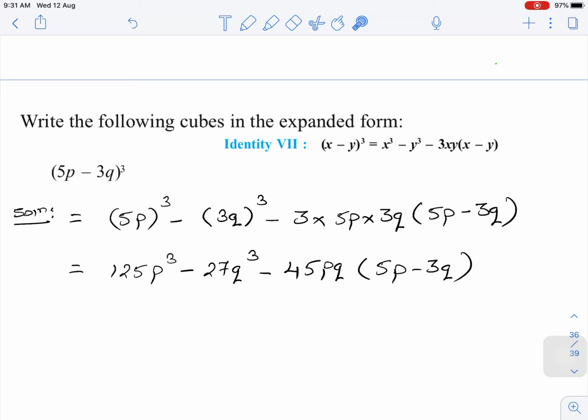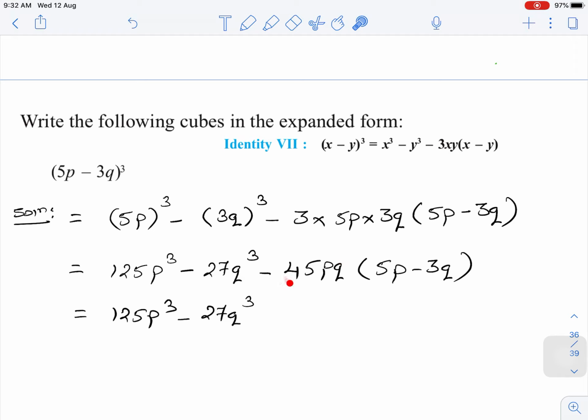Suppose we multiply it inside, then let us see what we will get. It will become 125p cube minus, just a minute, so further it will be 125p cube, then minus 27q cube.